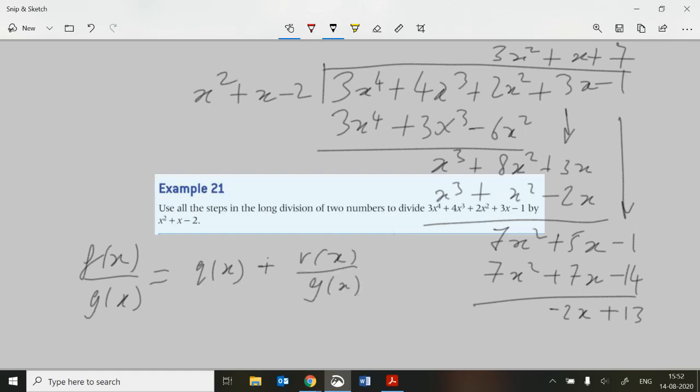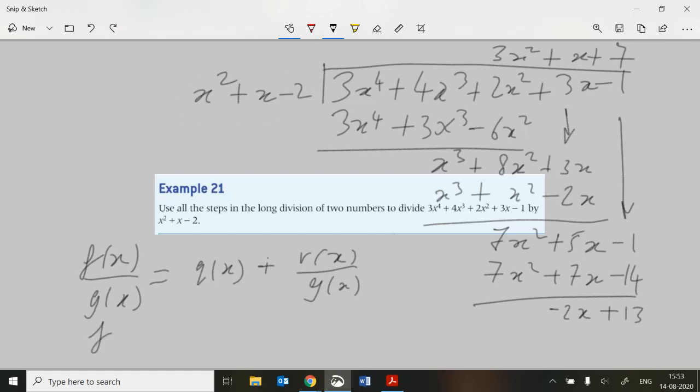And we can see that we can't do this into here because we no longer have an x squared in this function. So we can't say how many x squareds are into this, or rather we could, but then we go into x to the minus 1, and we don't go there. Okay, so this is essentially what we've just done. We can say f of x, this thing here, divided by this thing here is equal to 3x squared plus x plus 7, and then plus our remainder, so plus this thing here, which is yet to be divided by g of x, which is yet to be divided by this.